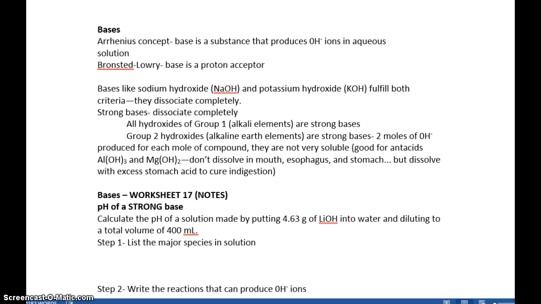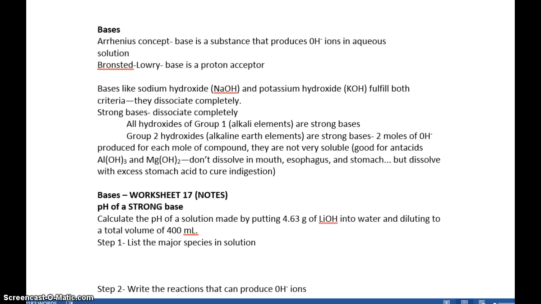We need to know both of these definitions because some of our bases are not as simple as our alkali metals, like sodium hydroxide or lithium hydroxide or potassium hydroxide. Our simple bases like sodium hydroxide and potassium hydroxide fulfill both criteria, and they dissociate completely. Strong bases dissociate completely, just like strong acids dissociate completely. All hydroxides of group 1, the alkali elements, are strong bases. All group 2 hydroxides, the alkaline earth metals, are also strong bases. And 2 moles of hydroxide are produced for each mole of compound.